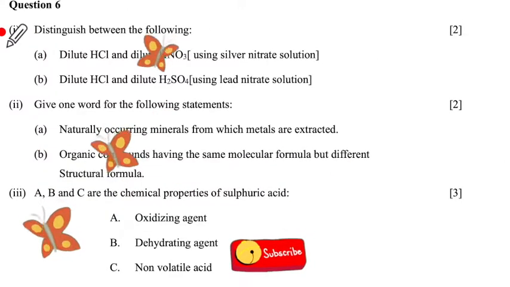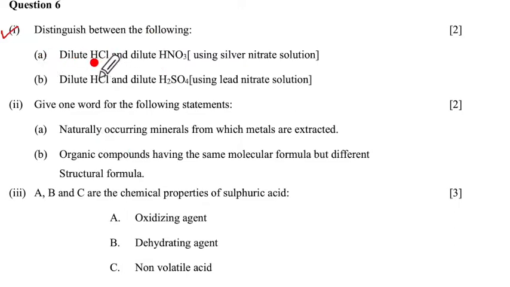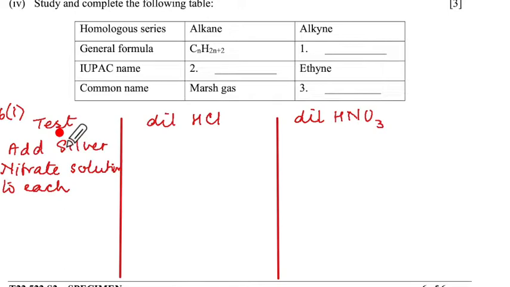Question number 6. Distinguish between the following: dilute HCl and dilute HNO3 using silver nitrate solution, and dilute HCl and dilute H2SO4 using lead nitrate solution. For this we will need quite a bit of space, so let me see if I have space here on the paper itself. Here it is. Okay, so we have made our 3 columns. The test will be by adding silver nitrate solution to each.